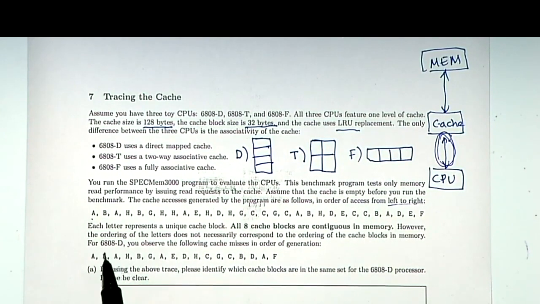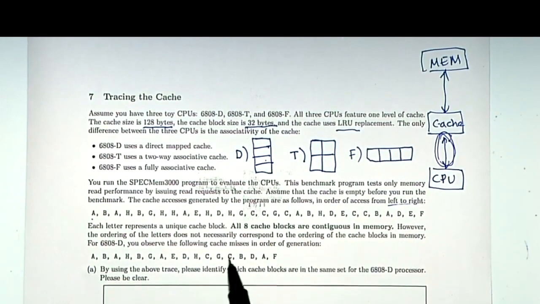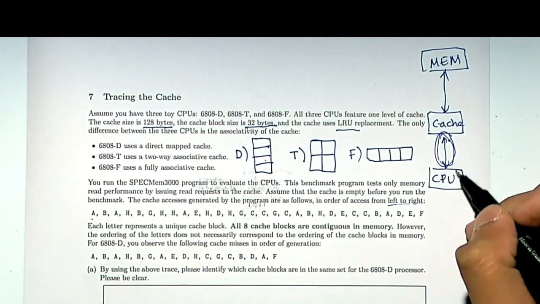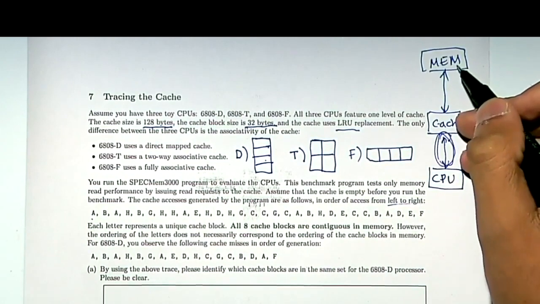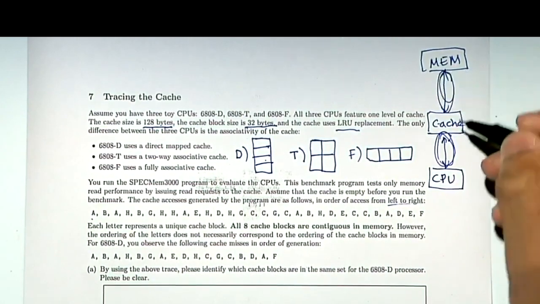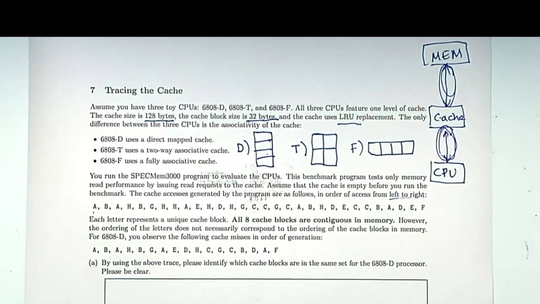And then we're given that for the D cache, the direct mapped cache, we observe the following sequence of cache misses in order of generation. And the cache misses are when the CPU requests from the cache, but the data does not exist in the cache, and so the cache has to go out to memory to get the data. So the misses are what's going on this bus. And so by using these above traces, we want to figure out which cache blocks map to the same set for the 6808D processor.